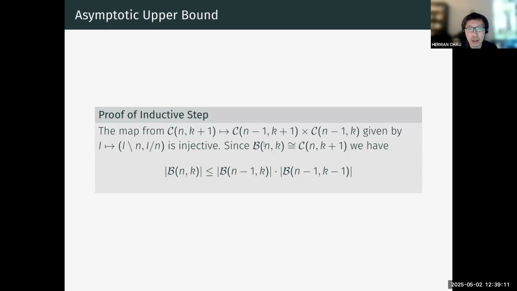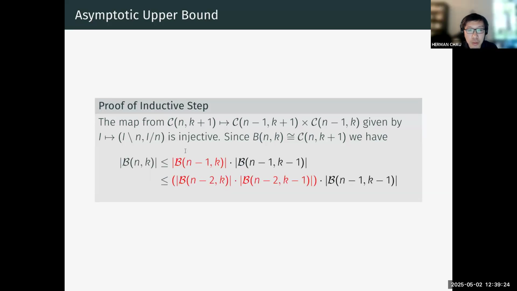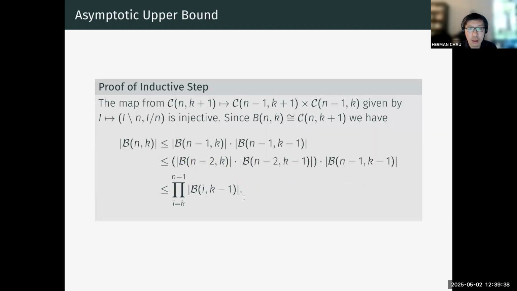So combining these two facts actually tells us that the size of B_n^k is bounded by the size of B_{n-1}^k times the size of B_{n-1}^{k-1}. And now we can repeat this on the B_{n-1}^k part, and again split it into an upper bound of B_{n-2}^k times B_{n-2}^{k-1}. So we can keep repeating this. And what we'll get is that we can bound the size of B_n^k in terms of a product of the sizes of B_i, but now we've decreased k by 1.